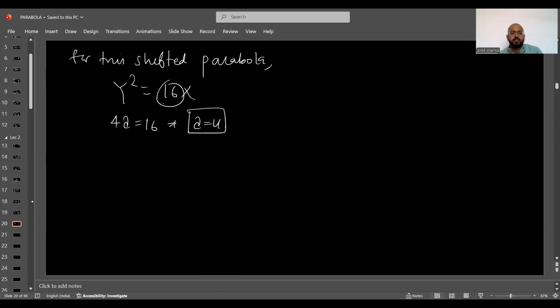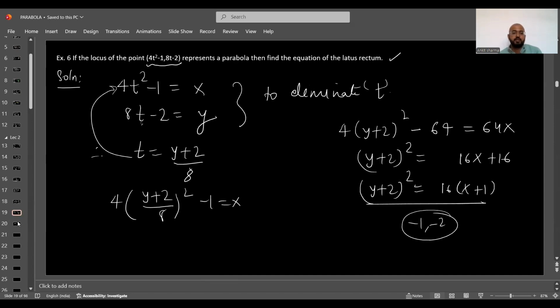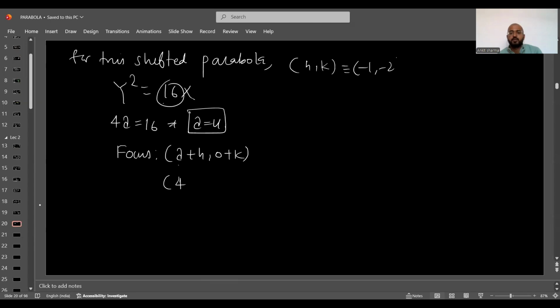And then the focus is basically what? The focus is (a plus h, 0 plus k) for the shifted one, because the original is (a, 0) and the shifted is (h, k). So I'll just add both. So a is 4, and h comma k is the shift we have seen, minus 1 comma minus 2. Just plug in here: 4 minus 1 is 3, 0 minus 2 is minus 2. So my focus turns out to be (3, minus 2).